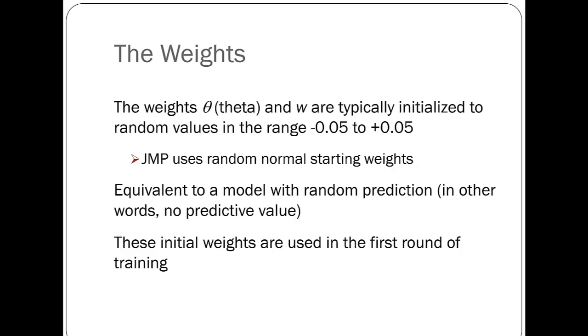So where do these weights come from, and where does the theta come from? Well, they're going to be randomly assigned at the first iteration, and typically we use a value between negative 0.05 and 0.05. When you do this, you really have no predictive power whatsoever in the model in the first iteration. These are just used initially, and the idea is that we're going to update the weights repetitively as we add more data and run through the data set over and over again.